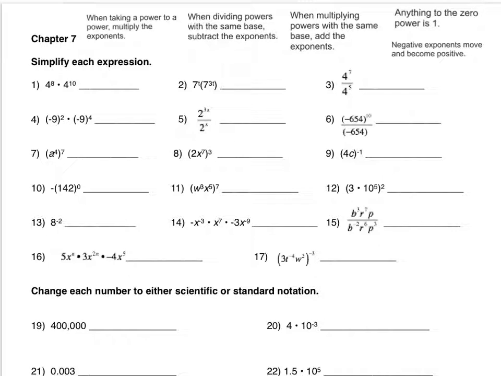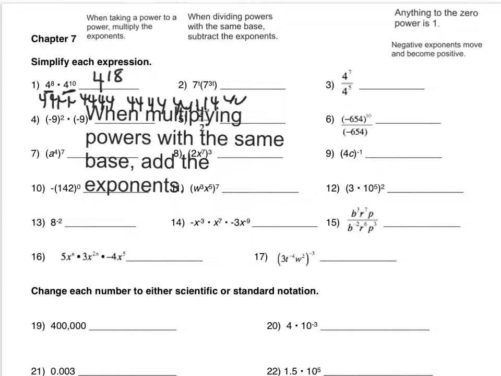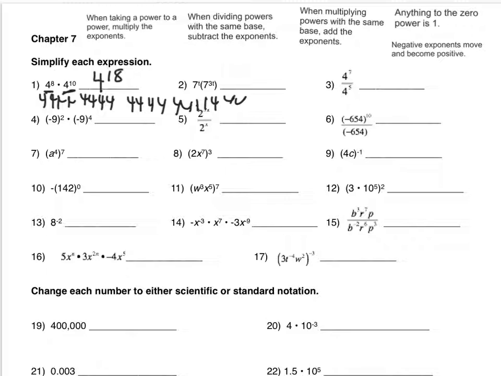So for number 1, 4 to the 8th is literally 4 eight times, or 8 fours, and then an additional 10 fours for a total of 18 fours. I got really sloppy there, but 8 fours and then 10 more fours is 18 fours altogether. And so that's 4 to the 18th power, and that rule is when multiplying powers with the same base, add the exponents. Since the fours are the same, you can add the 8 and the 10.